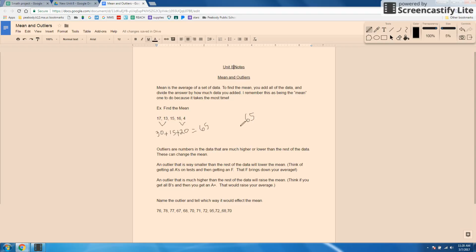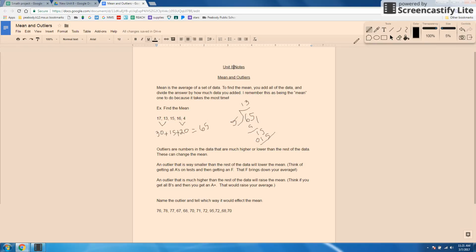So you take the number that you get and you divide it by how many numbers you added. So 1, 2, 3, 4, 5 numbers. So 65 divided by 5 is going to be 13. So I'm going to subtract here. I get 1, bring down the 5. 5 goes into 15 3 times. Okay, so the answer for this would be 15. So the average of that data.